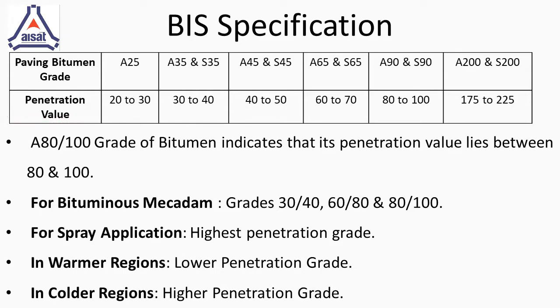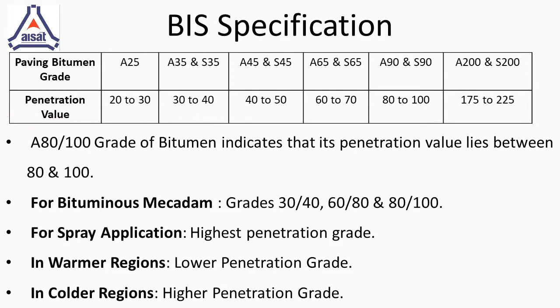Whereas the S symbol represents that the bitumen is obtained from sources other than Assam Petroleum. So A represents Assam Petroleum and S is from other sources. For A25 grading, the penetration value ranges between 20 to 30. For A35 and S35 paving grades, the penetration value is between 30 to 40. That is how this tabular column can be explained.